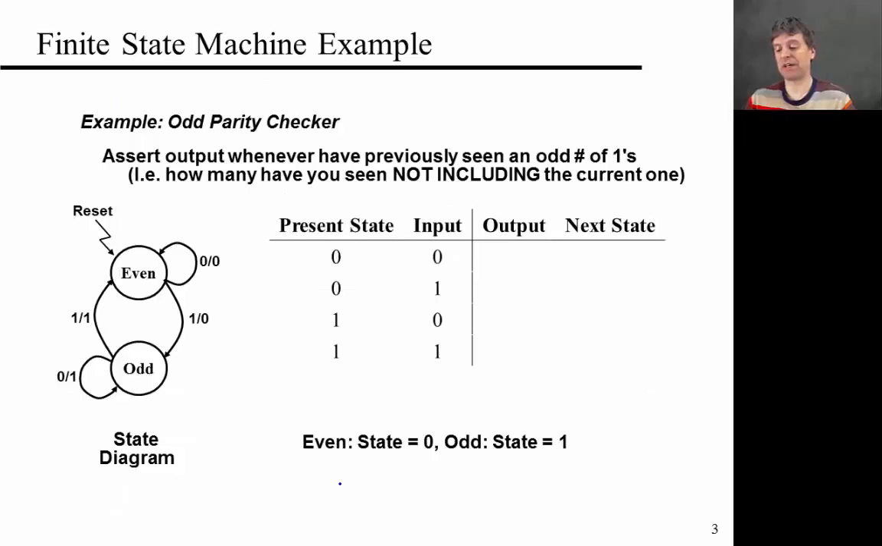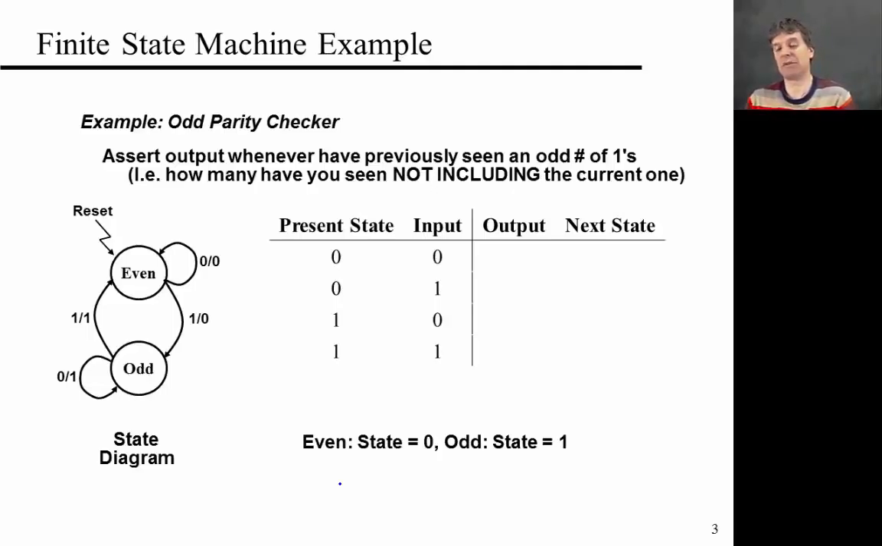Good. So on the left-hand side here, what you're looking at is a state diagram, and this is just kind of an introductory example that will teach us all the basic concepts that are used to describe or reason about state machines and sequential circuits. So this particular state diagram corresponds to an odd parity checker.